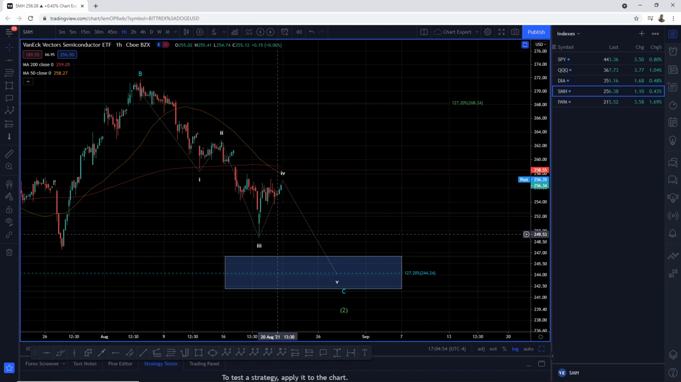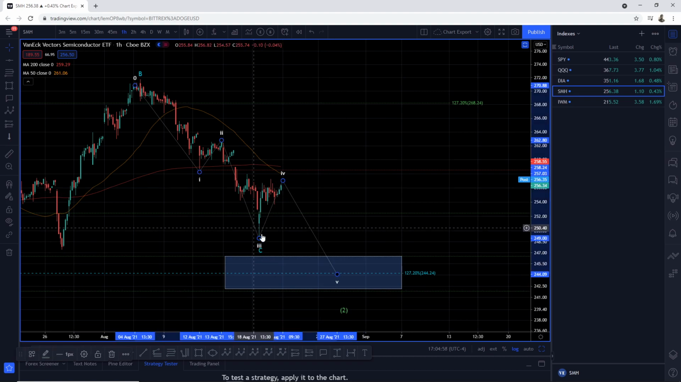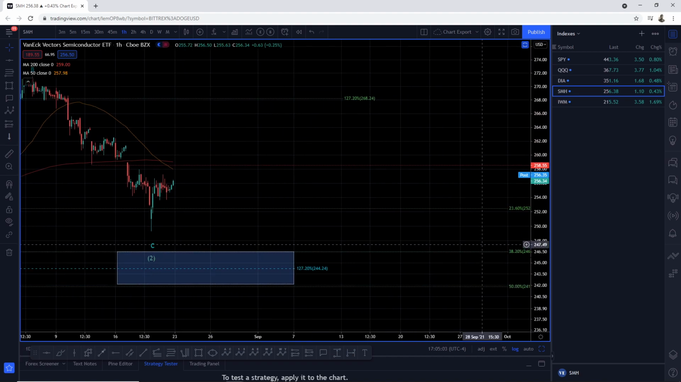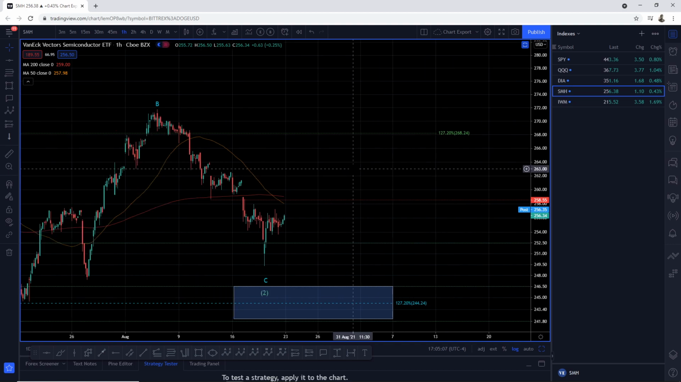Now, if this is not the case, then perhaps wave C has already completed here. Okay, let me delete this. Wave C completes there. Wave 2 completes here at the 38.2% retracement, and we have another upside target. So now you see, guys, there are instances here where we have to look at all the other indices or ETFs, in other markets, to understand if there's still some juice left in the market for upside targets.